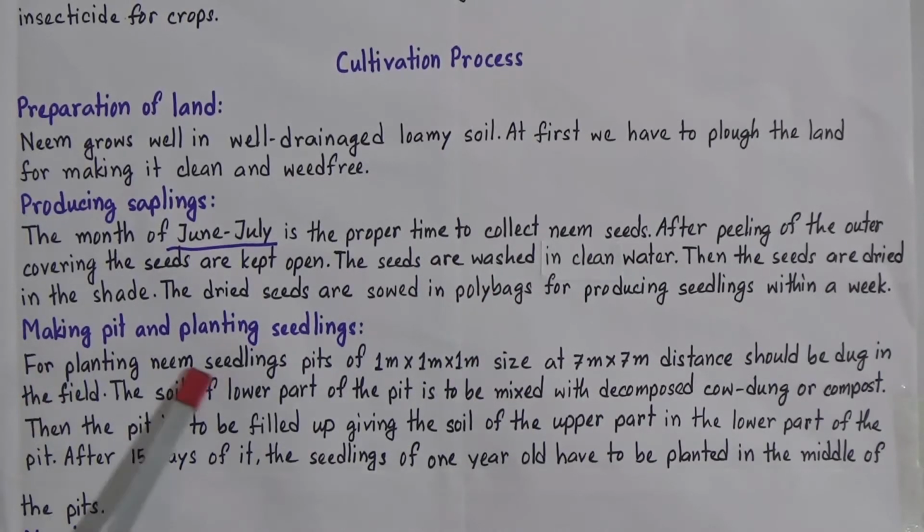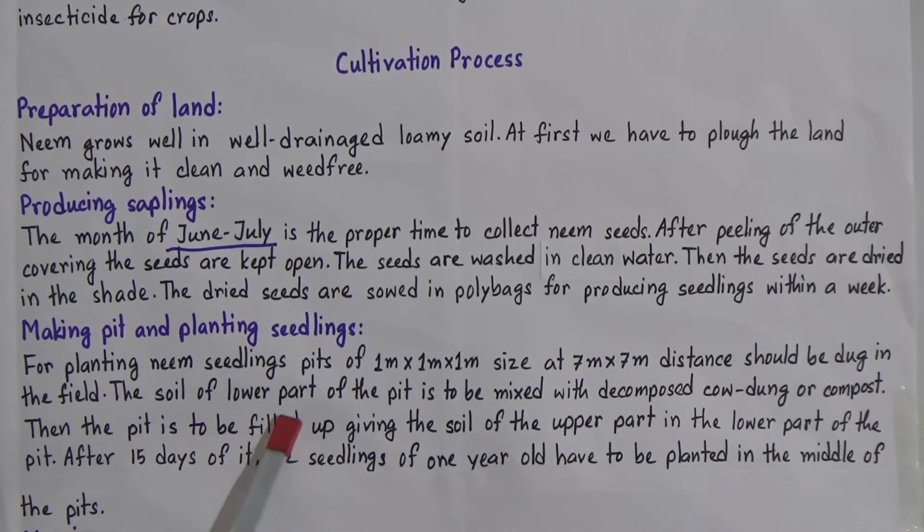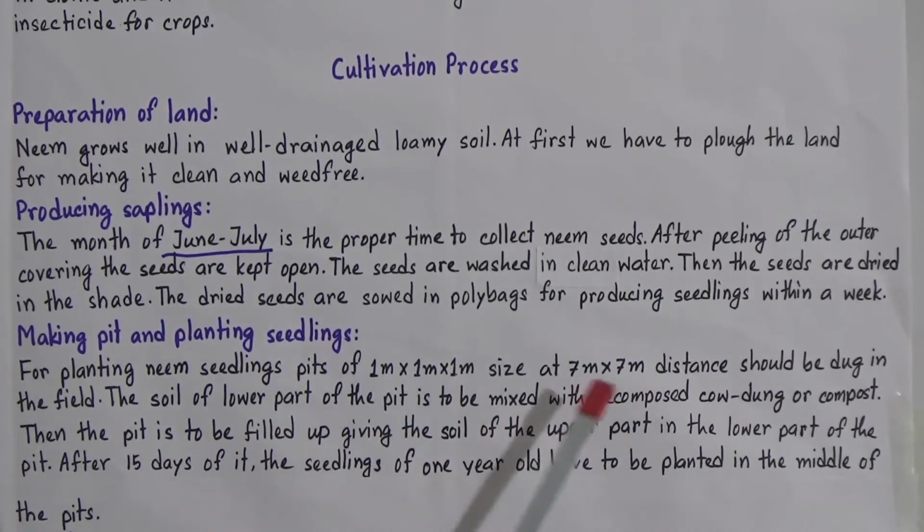Now making pits and planting seedlings. For planting neem seedlings, pits of 1 meter into 1 meter into 1 meter size. That means length, width and height will be 1 meter. Pits of this size at 7 meter into 7 meter distance should be dug in the field. So you need to make pits which will be at 7 into 7 meter distances. That means 49 meter square distance, and the soil of the lower part of the pit is to be mixed with decomposed cow dung or compost.